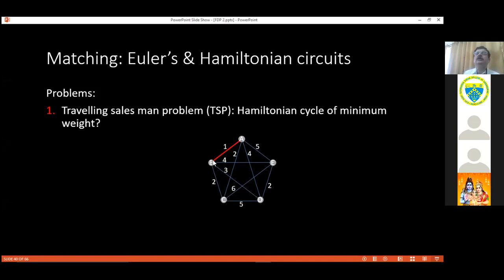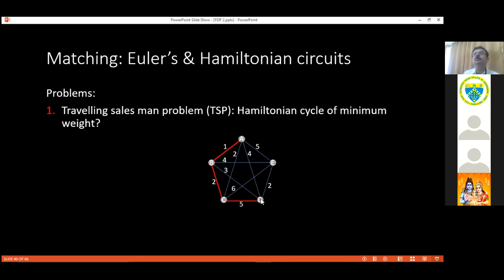After getting to B, I am thinking now, can I go with 2 or 3 or 4? So I think 2 is better, because this is the nearest one. After visiting C, to go out of C to the non-visited vertices, I'm thinking now 5 or 6, which is better? 5 is better because it is the minimum.